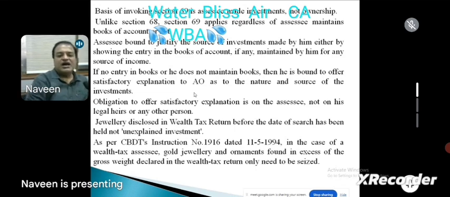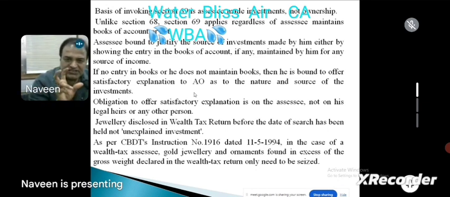Next, unlike section 68, section 69 applies regardless of whether the associate maintained books of account or not, because the word used is 'any'. So don't tell me books are not maintained. Don't tax my initial investment. Not possible, sir. The associate is bound to justify the source of investments made by him, either by showing the entry in the books, if any, maintained by him. If no entry is there in the books, then the law says, don't worry, you offer a satisfactory explanation to the AO as to the nature and source of the investments. The obligation to offer a satisfactory explanation is on whom? The onus is on the associate, on Kamlesh, not on his legal heirs or any other person.